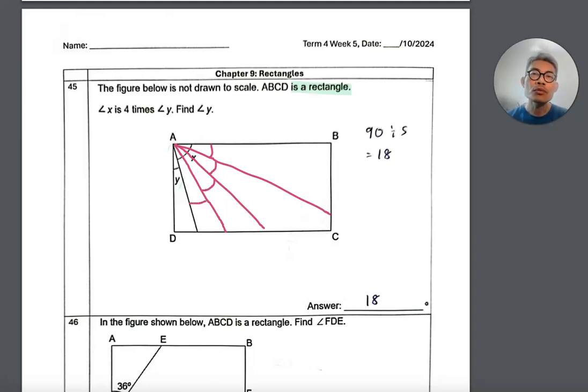And if I add angle Y, this is angle Y, you see there are 5 equal parts here, right? 1, 2, 3, 4, and 5. And all these 5 parts are equal. So 90 divided by 5, I get 18. So each of these parts is 18 degrees. So angle Y is 18 degrees.